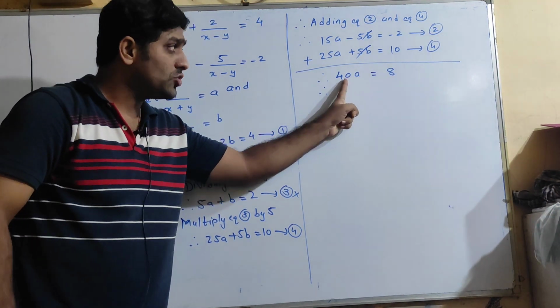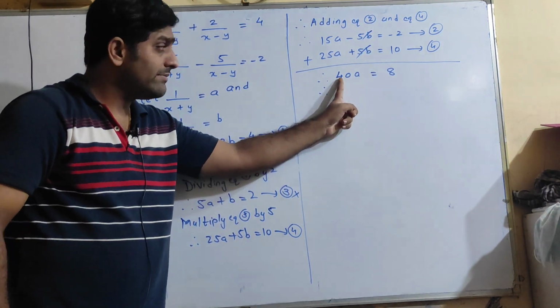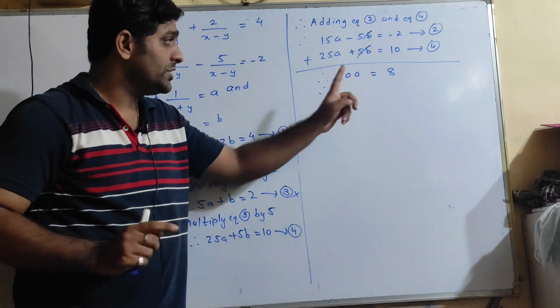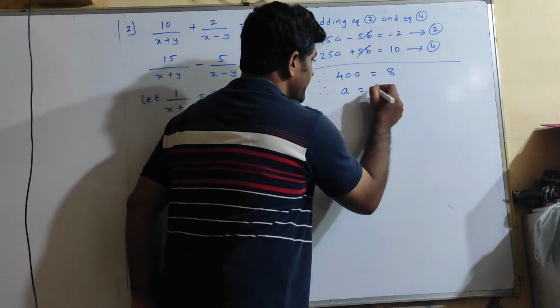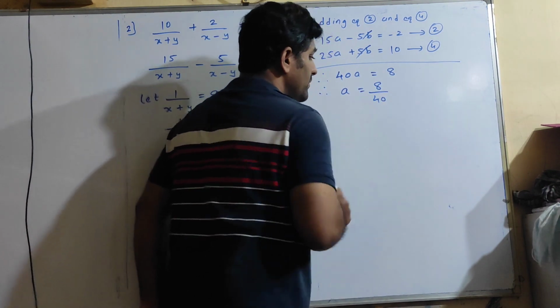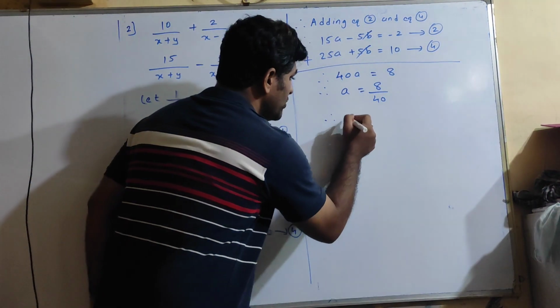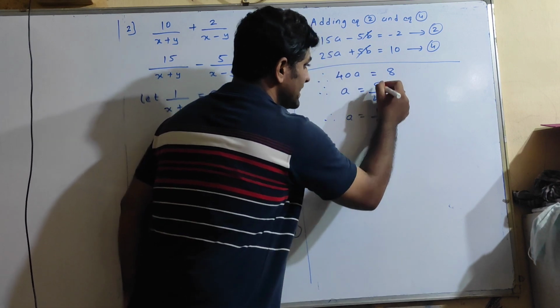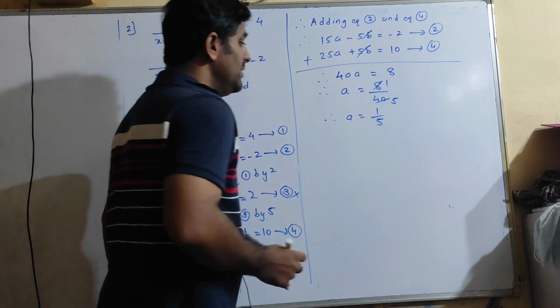Whatever is next to the variable, always remember, students, it will go in the denominator. So here a will become 8 upon 40. So the value for a will become 1 upon 5. As we know, 8 ones are 8, 5 eights are 40.